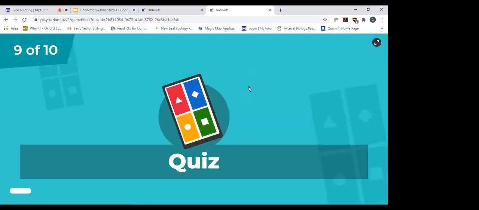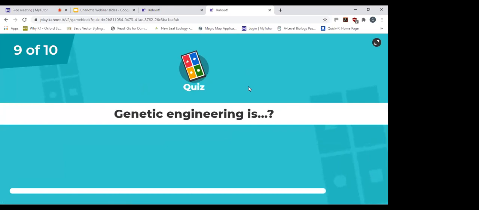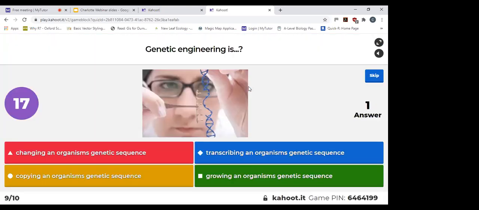Right. 9 of 10. Penultimate question. Genetic engineering is changing an organism's genetic sequence, copying an organism's genetic sequence, transcribing an organism's genetic sequence, or growing an organism's genetic sequence. 5 seconds, 3 seconds. Oh, time's up. Good. Genetic engineering is changing an organism's genetic sequence. Well done, everyone that got that one.